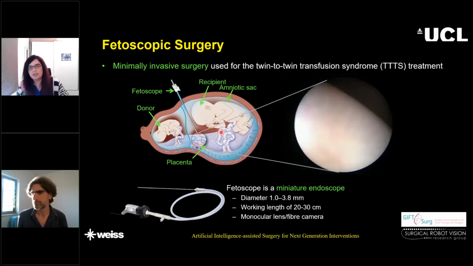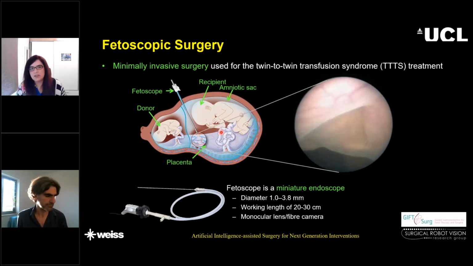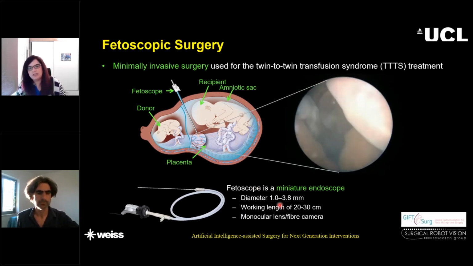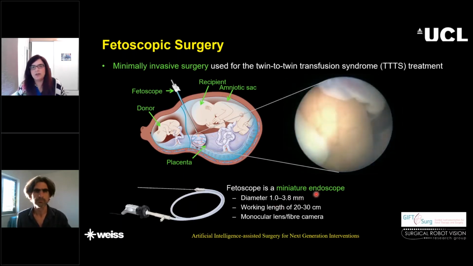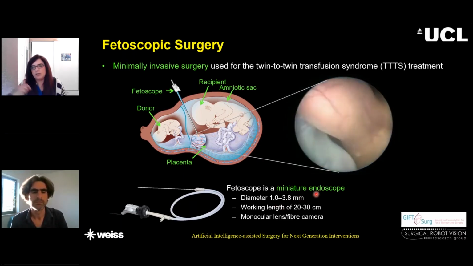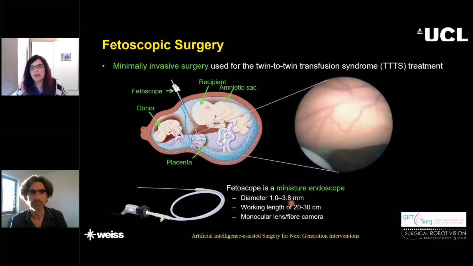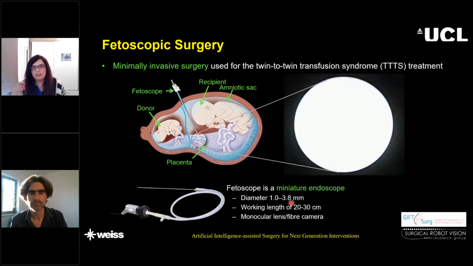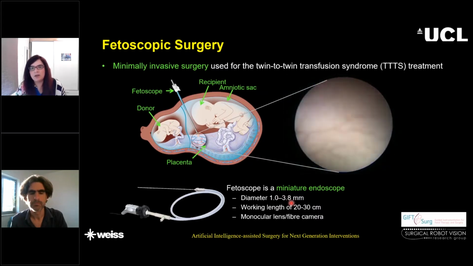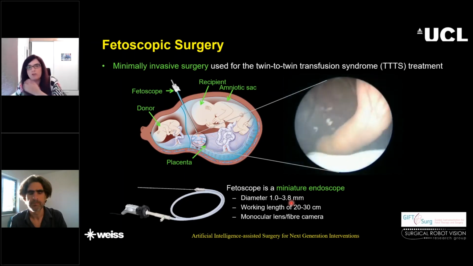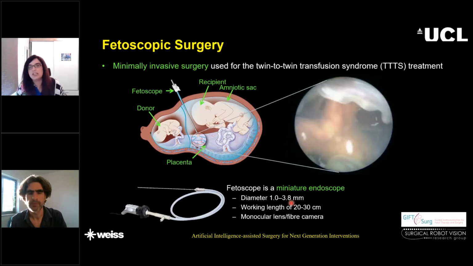So for the treatment of this condition, fetoscopic laser photocoagulation is used, where a fetoscope is a very miniature endoscope. A typical laparoscope has a diameter of about 10 millimeters, while a fetoscope has a diameter of no more than 3.8 millimeters. As a result, the camera feed that we obtain from a fetoscope is quite poor as well, and we only have a monocular camera available in this setting.